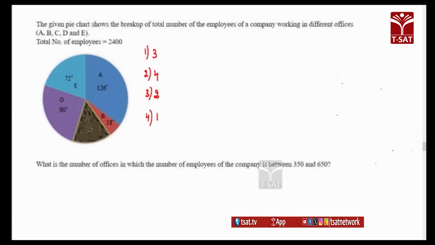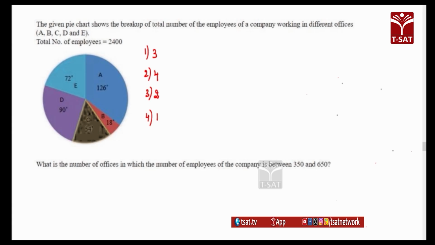Okay. The given pie chart shows the breakup of the total number of employees of a company working in different offices A, B, C, D and E. Now the total number of employees in the office is 2400. They have given A, B, C, D, E there.